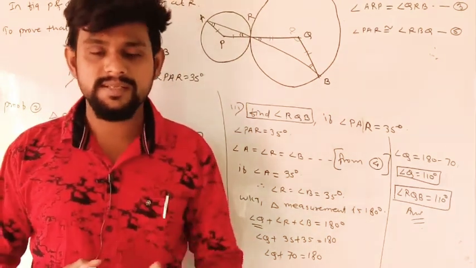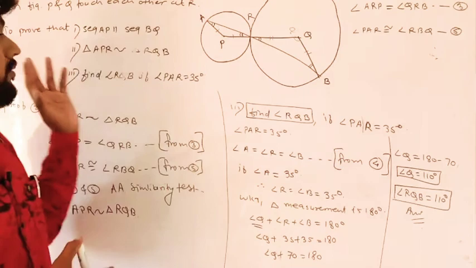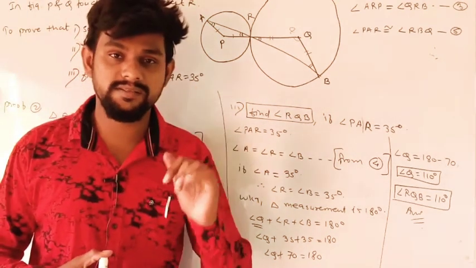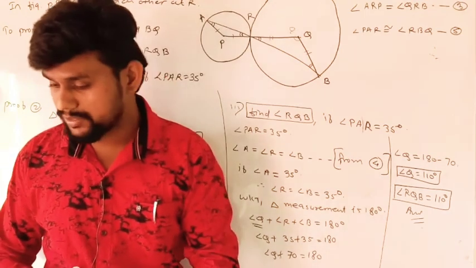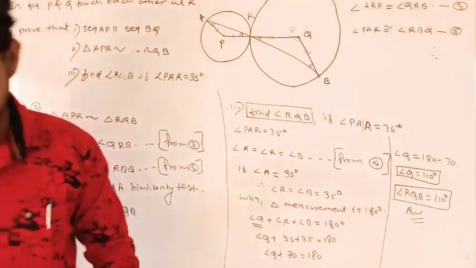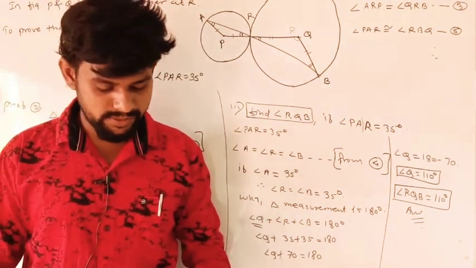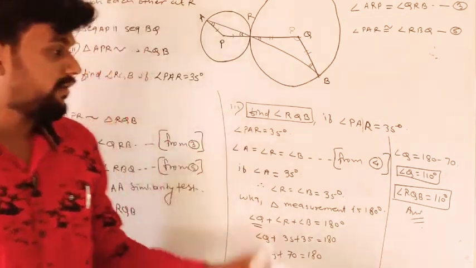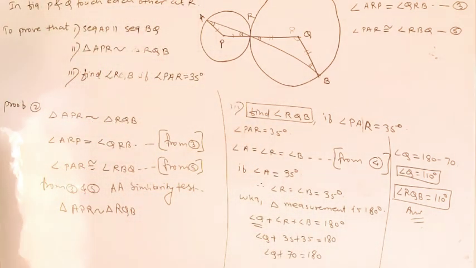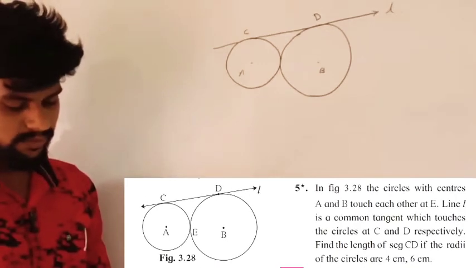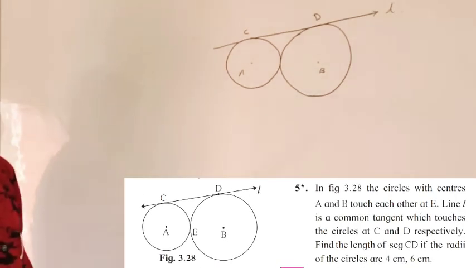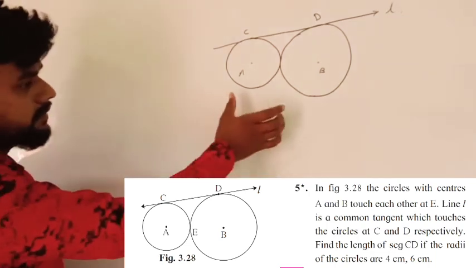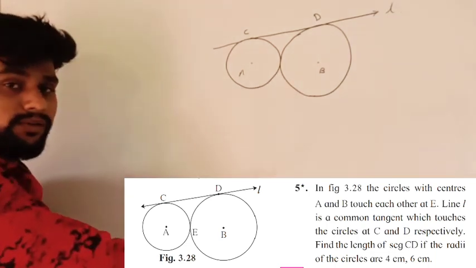Now let's see the next question, the last question in this exercise, Practice Set 3.2. The last question is given in your Practice Set 3.2, I think the fifth question we have to see. Note this down before that. Question number 5, the diagram is over here. Only this diagram is given in your question.